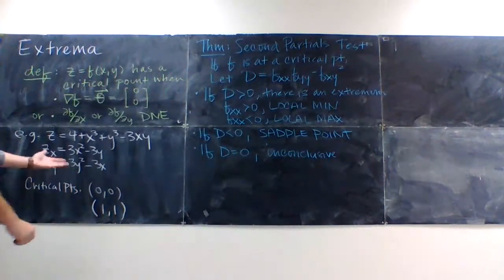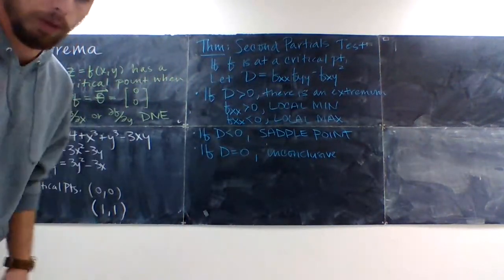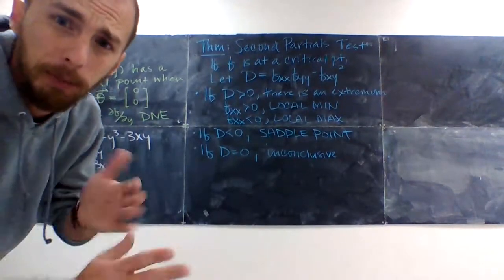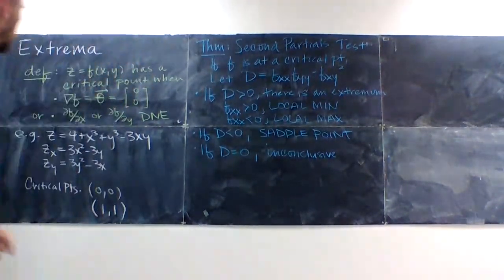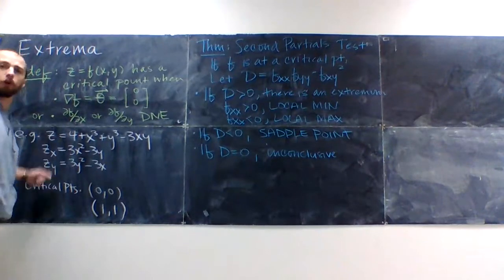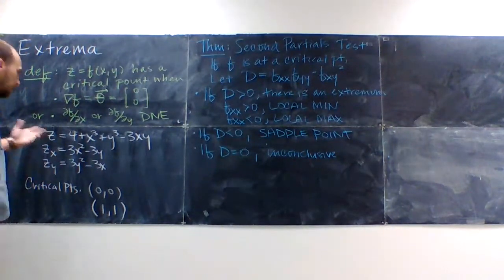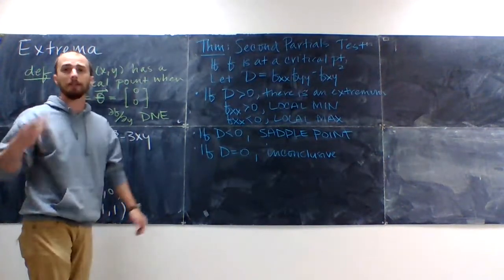Right, so what I'm going to do is examine these critical points for whether or not they are a relative maximum, minimum, saddle point, or inconclusive. And I'm going to need more partials here, right? I only have zx and zy. I'm going to need zxx, zyy, and zxy.